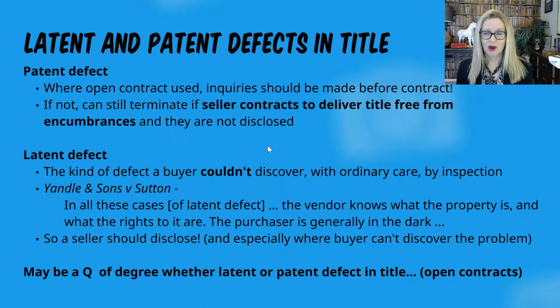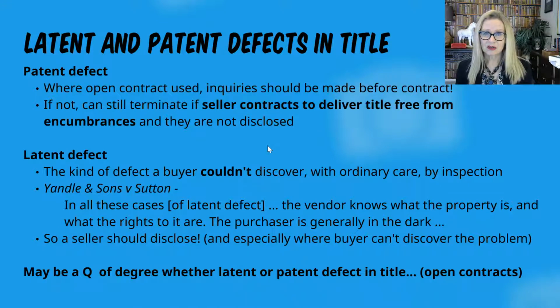In terms of the buyer's redress, if they find themselves in that tricky situation, if the open contract has been used and the defect is a patent defect in title, then unfortunately they have taken subject to that patent defect in title, more than likely. The only way you could probably wriggle out of it is that the seller has somehow in the contract warranted to deliver title free from encumbrances, and they haven't been disclosed. If that's the situation, you might find that you're able to help your buyer out and assist them to terminate the contract, but other than that, they will find themselves in that tricky situation, as I said.